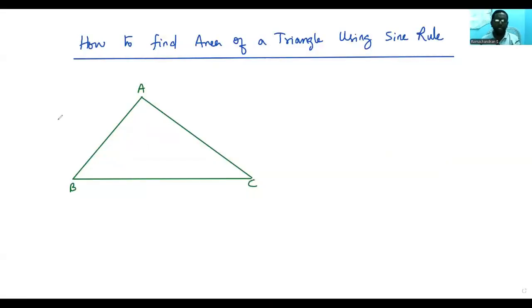In this video, we are going to see how to find area of a triangle using sine rule. That is, we will be using the trigonometric ratio sine to get area of a triangle. First, we will define the formula to get area of a triangle using the trigonometric ratio sine.